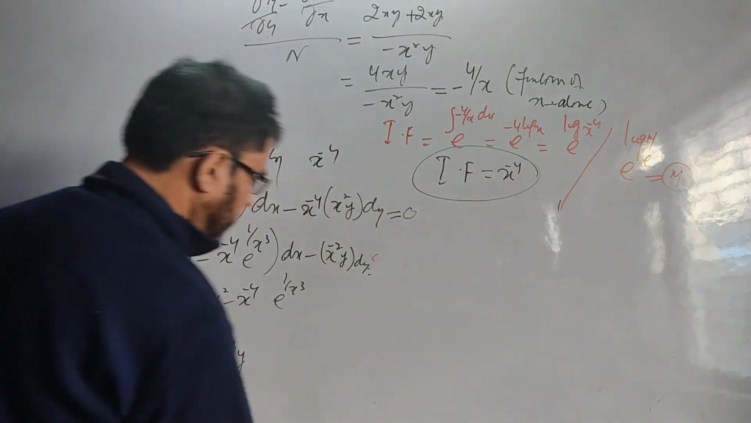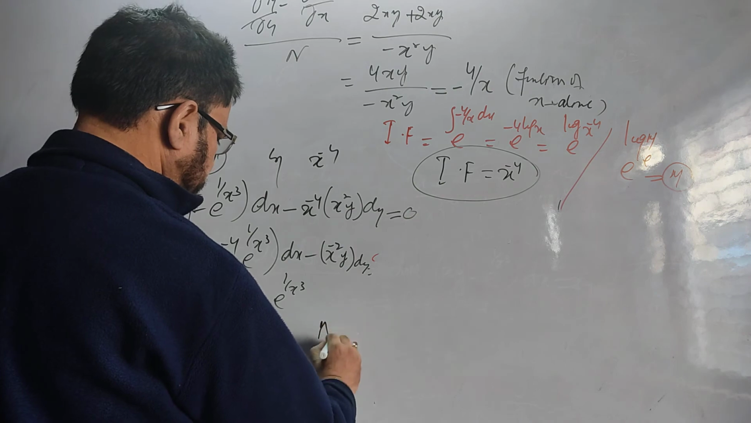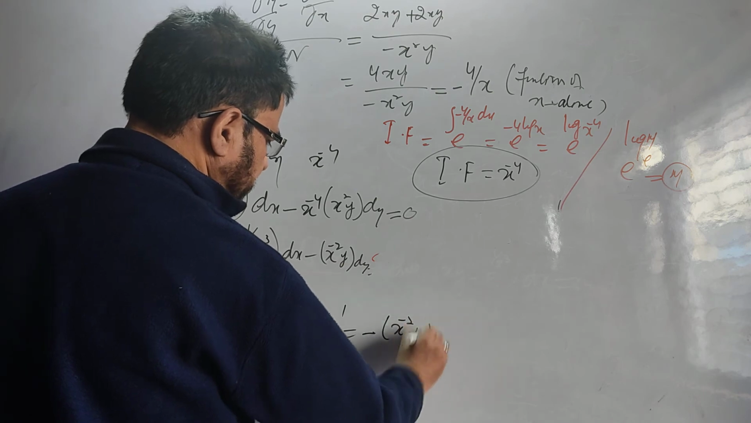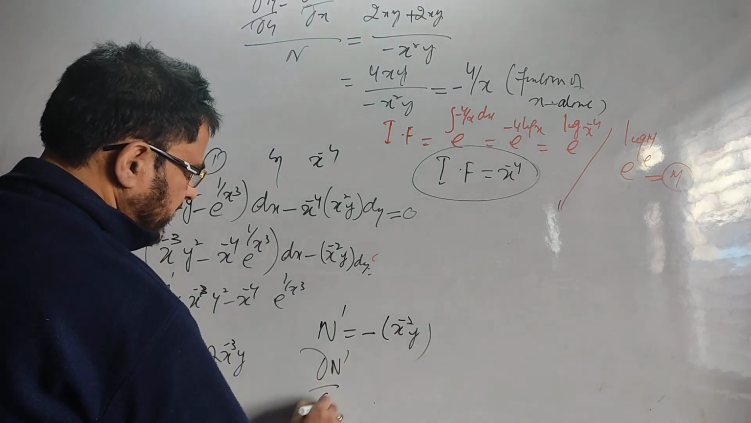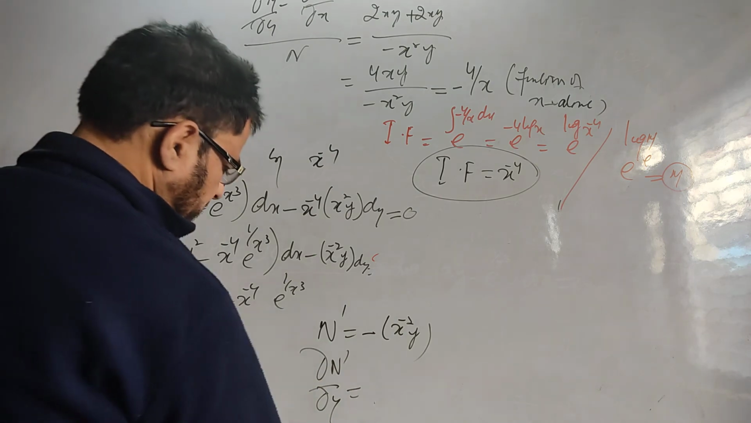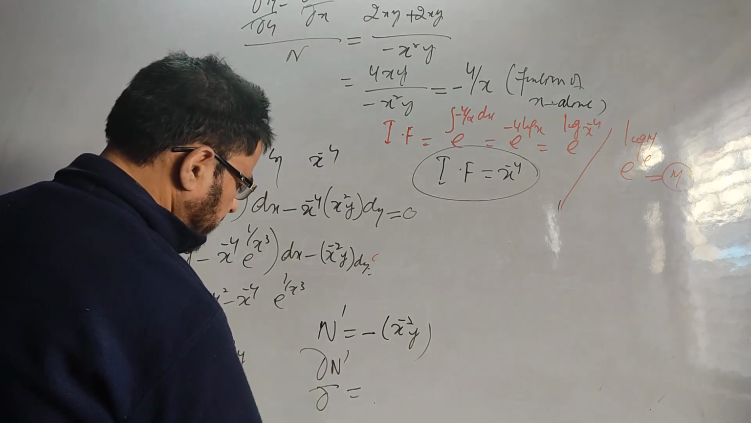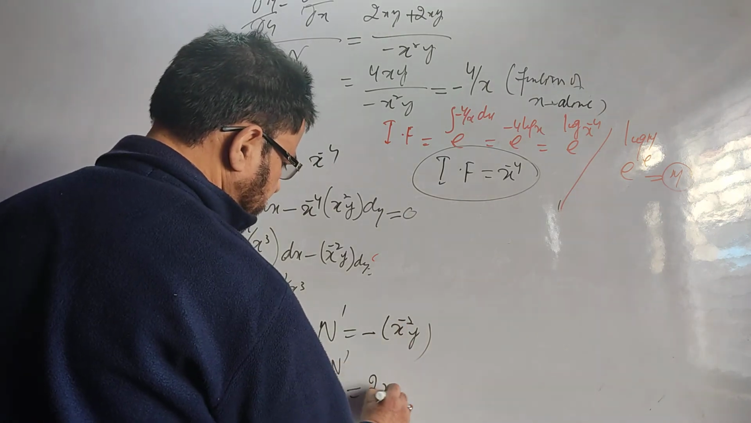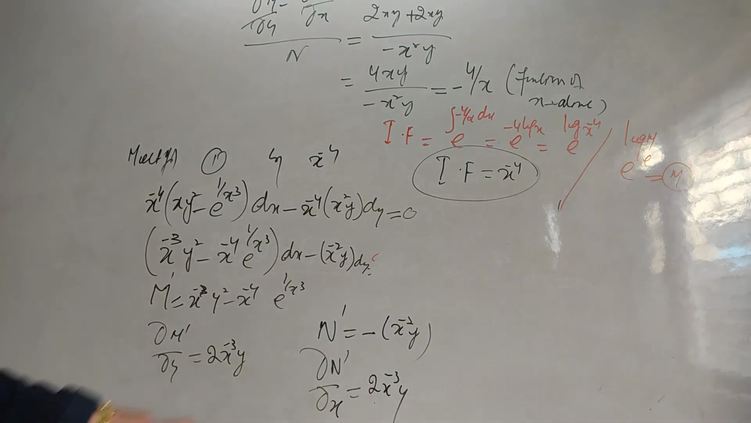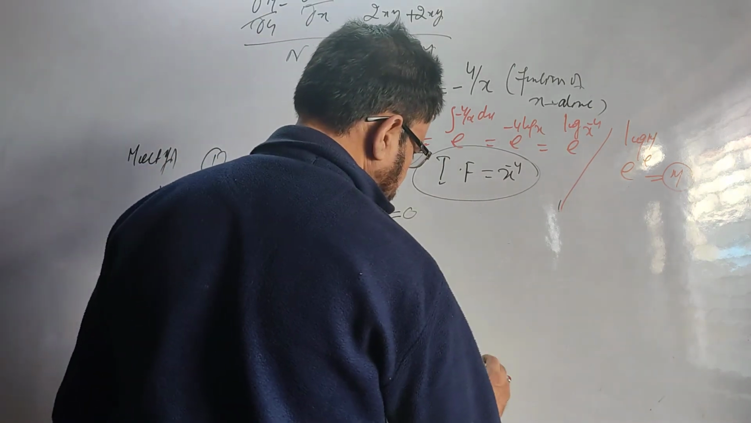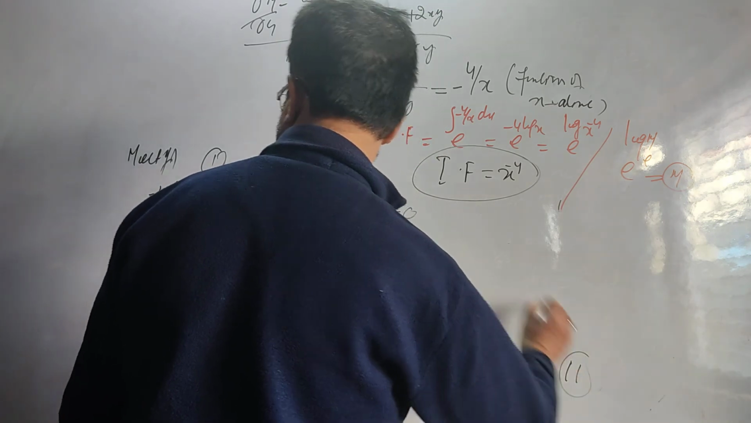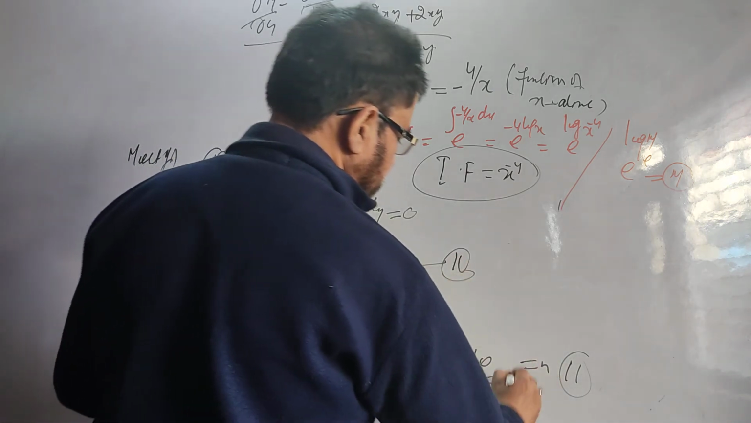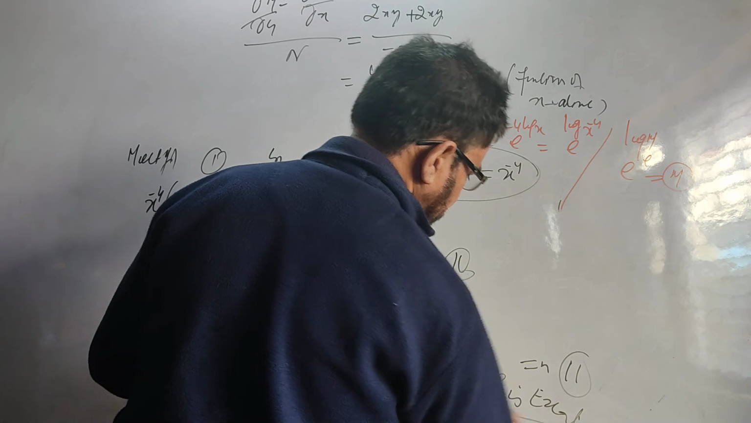Well, you have here N dash is minus x raised to power minus 2 y. What is the partial of N dash with respect to x? With respect to x, we have to find out, sorry, it is plus 2 x raised to power minus 3 y. These two coincide. So yes, the transformed equation is exact.